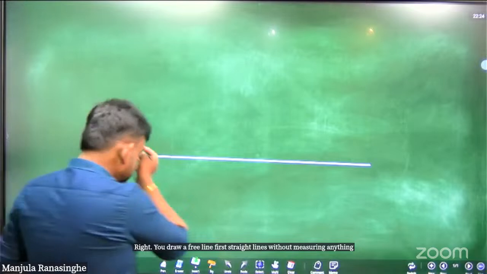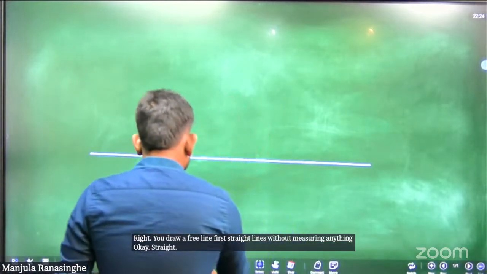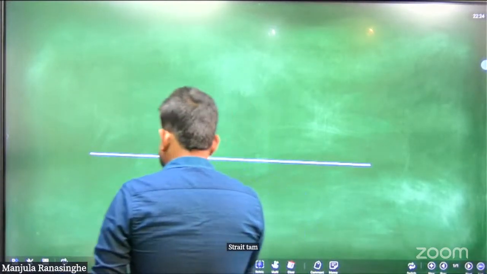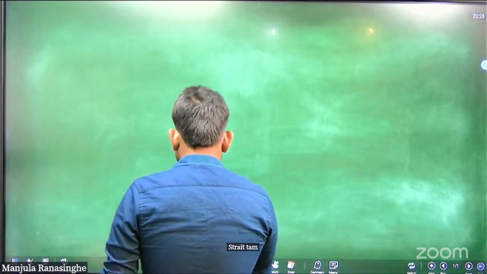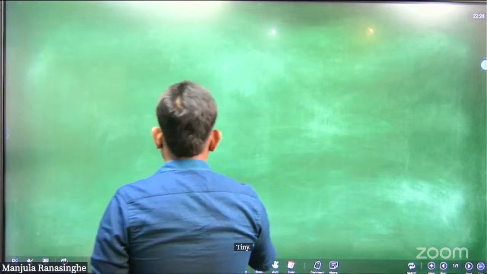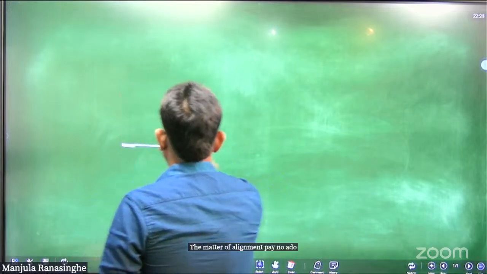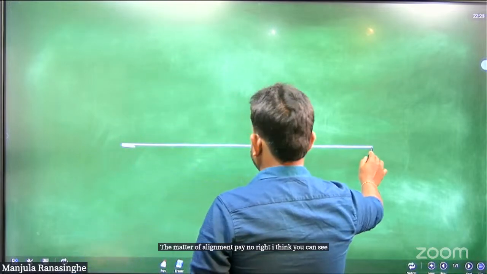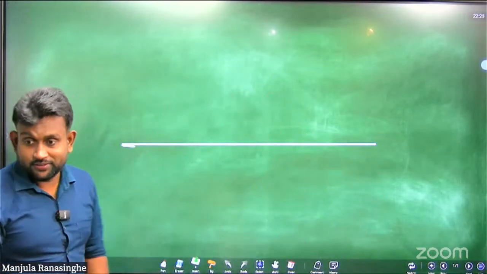Okay, straight, but it is ugly, isn't it? I see the alignment is poor on this board, right? I think you can see the alignment, right? All right, now it's okay, fine.